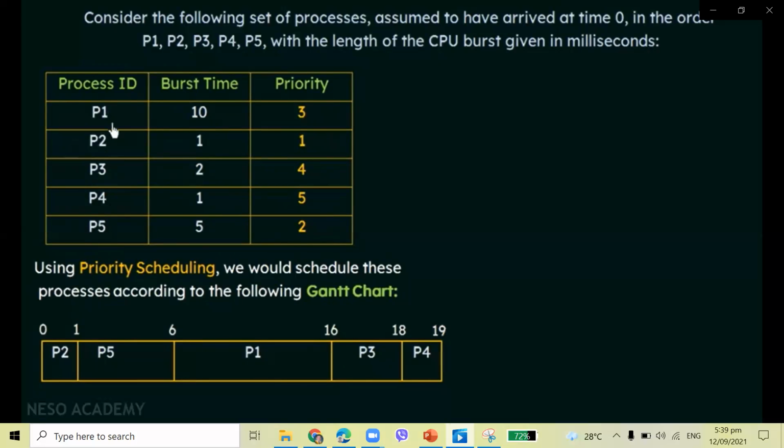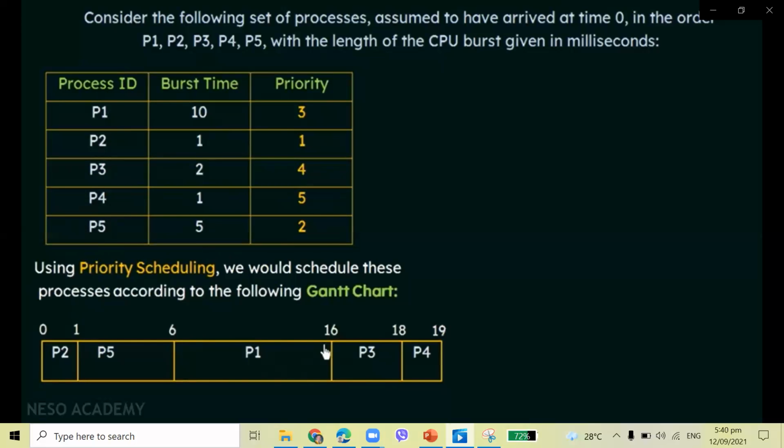So P1 will be the next one to get the CPU after P5. And how long will it execute? It will execute for 10 milliseconds. So at the 6th millisecond, when P5 releases the CPU, P1 gets the CPU and executes for 10 milliseconds. So 6 plus 10 is 16. So up to the 16th millisecond, P1 executes.